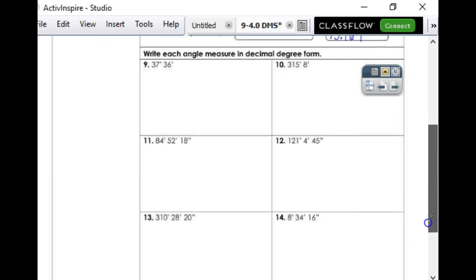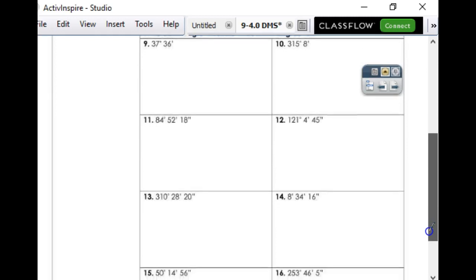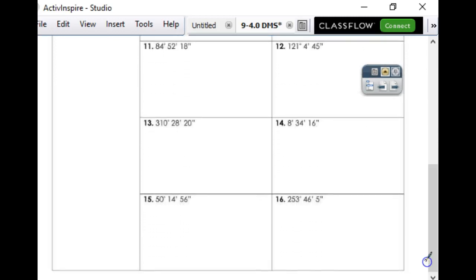So let's try 13 and 15 together, and then we can be done. 28 divided by 60, and what does that give you? It's 0.46 repeating, right? So that's 0.467. We go to 3.